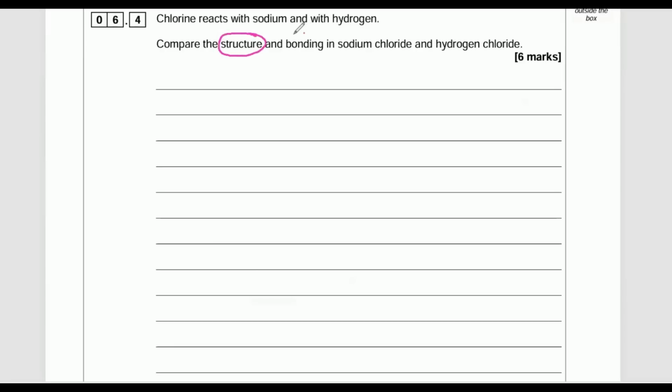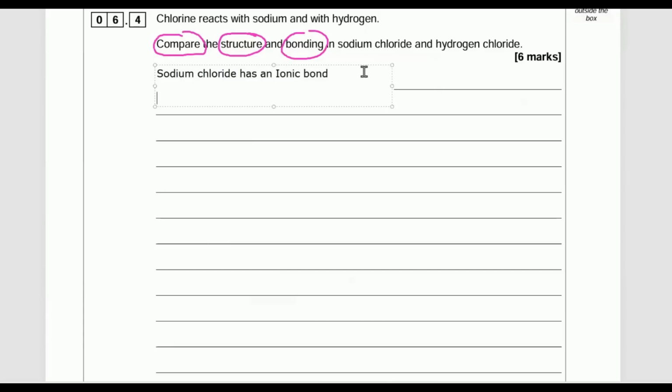Now, look, it says structure and bonding, and it wants us to compare. So I'm going to say what the structure is in each, and then what the bonding is in each, because that's what a comparison is. It's easier for me to do the bonding first, so I'm going to do the bonding first. Right, sodium chloride has an ionic bond. Do I want to explain what an ionic bond is? Why not? An electrostatic force of attraction between oppositely charged ions, right? That is an ionic bond.